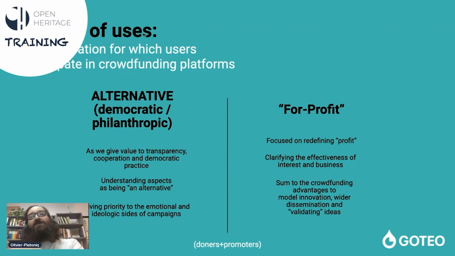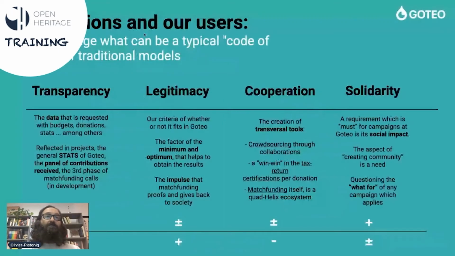And then you have the classical for-profit scheme. Of course, when we talk about equity crowdfunding, we should refine profit, because it's a combination of social interest and profit. We basically need to clarify the effectiveness of interest and business. And basically, the for-profit side adds to the crowdfunding advantage: more model innovation, wider dissemination, and validating ideas over the long term, right?